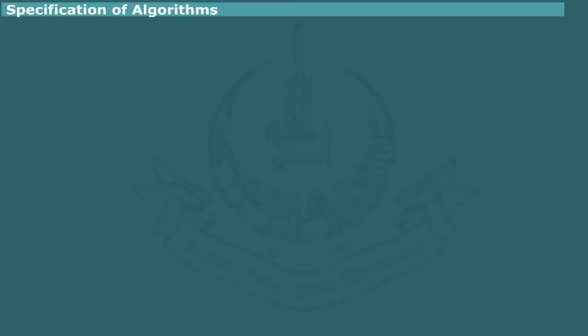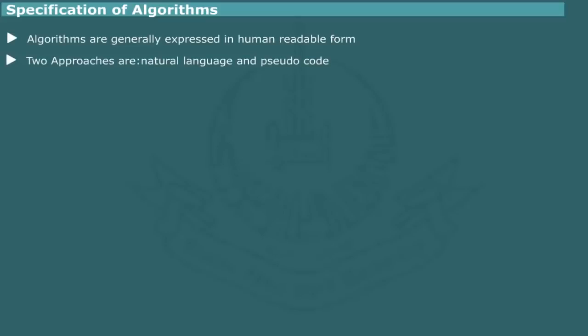Specification of algorithm. As we mentioned earlier, algorithms play a central role in manipulation of data structures used in any program. In order to code the underlying procedures, it is sometimes useful to describe the algorithm in human-readable form using either natural language or pseudocode.